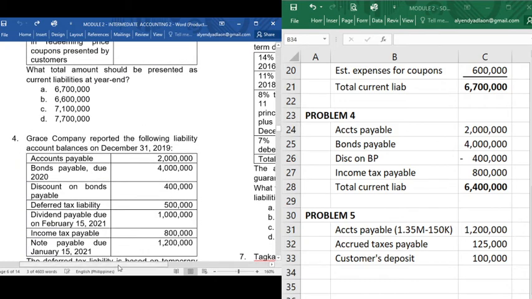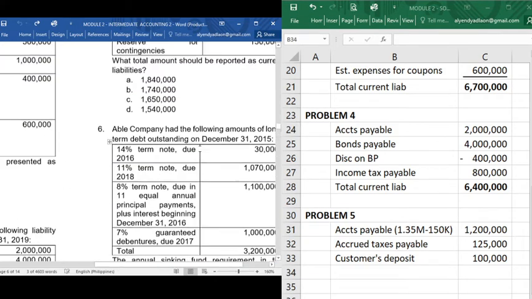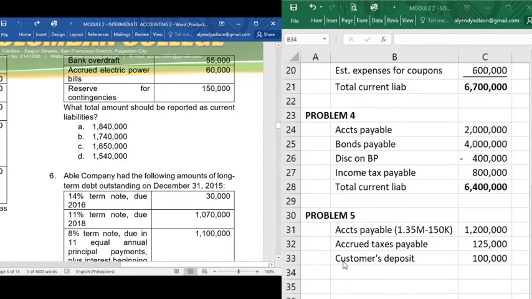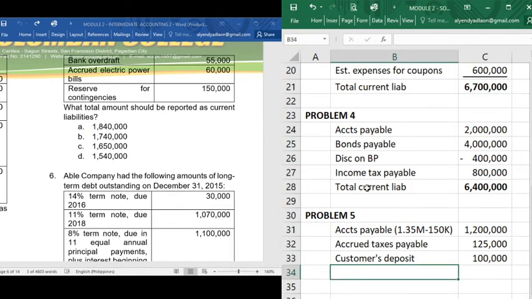Okay, then next we have bank overdraft. So I know you remember about bank overdraft. Bank overdraft is when you withdraw or you've withdrawn an amount in excess of your account balance.